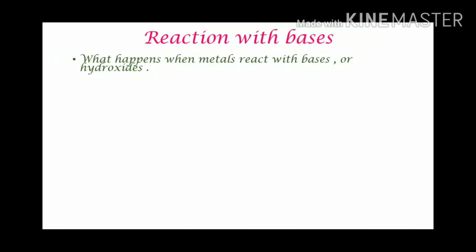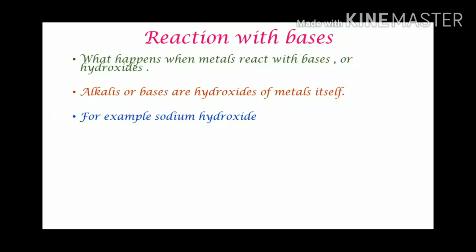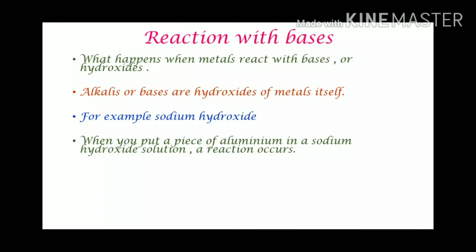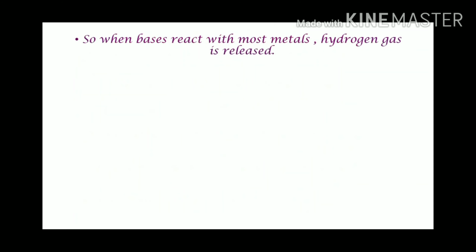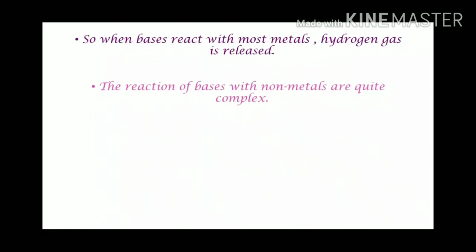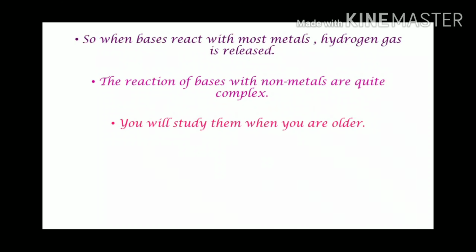Reaction with bases. What happens when metals react with bases or hydroxides? Alkalis or bases are hydroxides of metals themselves. For example, sodium hydroxide. When you put a piece of aluminium in a sodium hydroxide solution, a reaction occurs. Again, when you hold a burning matchstick to the mouth of the test tube, you hear a pop sound. That tells you that the gas released is hydrogen. So when bases react with most metals, hydrogen gas is released. The reaction of bases with non-metals is quite complex. You will study them when you are older.